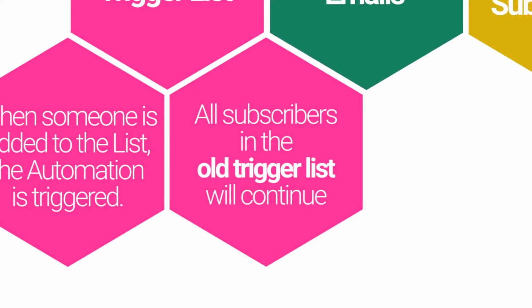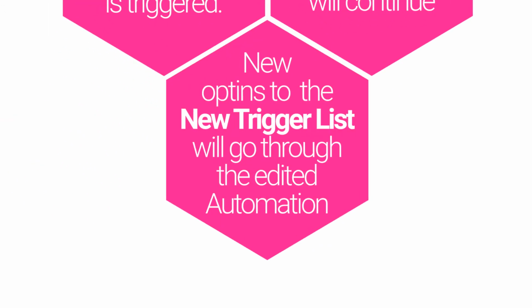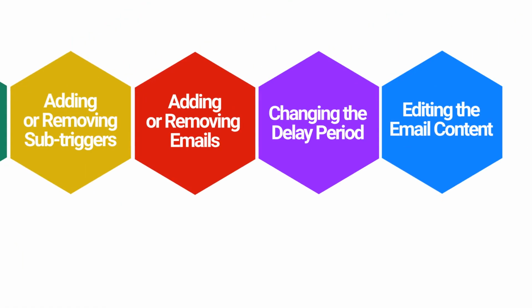1. All subscribers that belong to the old list and are already in the automation will continue down the series. New subscribers added to the old list will no longer be added to the automation. 2. All new subscribers to the new trigger list will go through the entire automation.